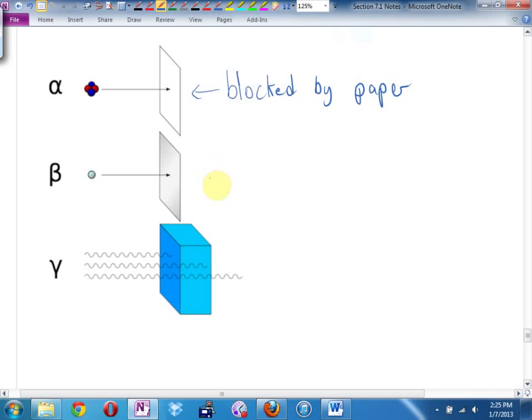Beta particles are blocked by metal foil. Easy way to block beta particles. So if I give you one of those metallic suits that you sometimes see them wear for radiation, it blocks it just fine. Concrete will block beta particles just fine.